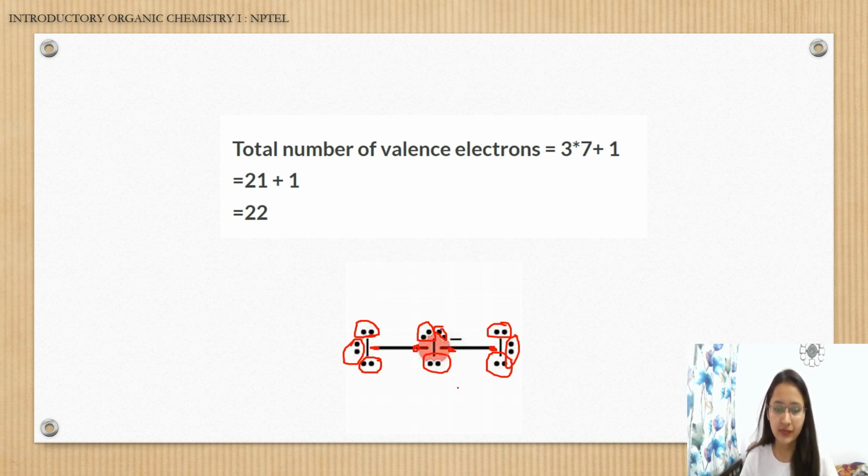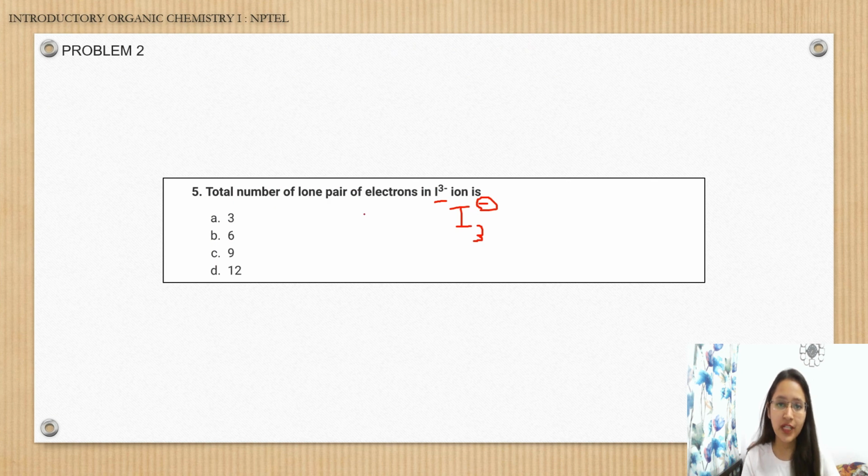So how many lone pairs of electrons are there? Can anyone tell me quickly? Yeah, very good. So there are nine lone pairs of electrons that are present on I3 minus ion, right? So the correct option will be option C. Okay. Any questions? Any questions on this part, guys? Okay. No questions. Shall I move forward?